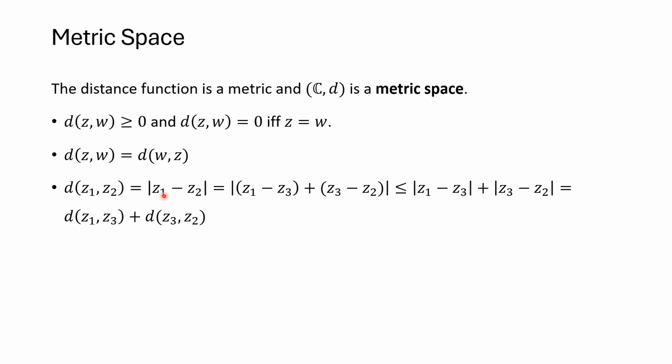We just write the distance out. It's z1 minus z2, taking the modulus of that. Then we can basically put in a minus z sub 3 plus z sub 3. Then we group together as shown here. Then use the triangle inequality we proved earlier. So this expression is less than or equal to the modulus of z1 minus z3 plus the modulus of z3 minus z2. And then by definition, this term is equal to the distance from z1 to z3, and the second term is the distance from z3 to z2.